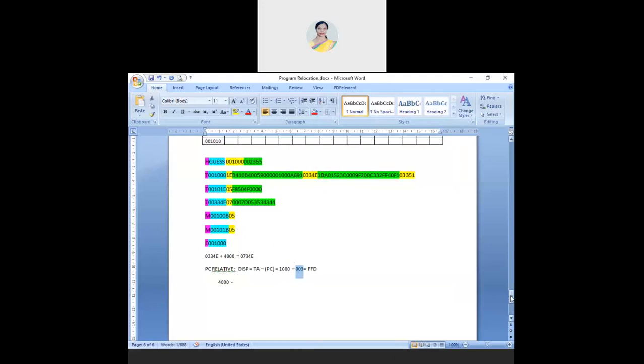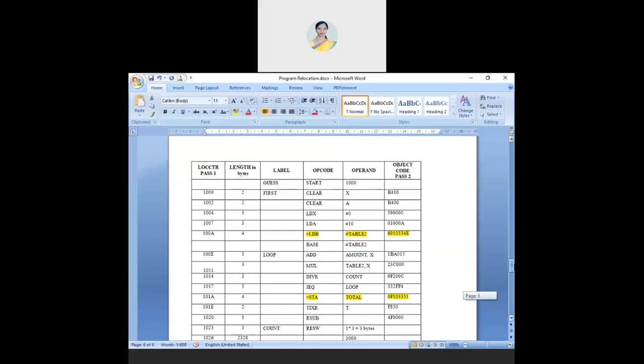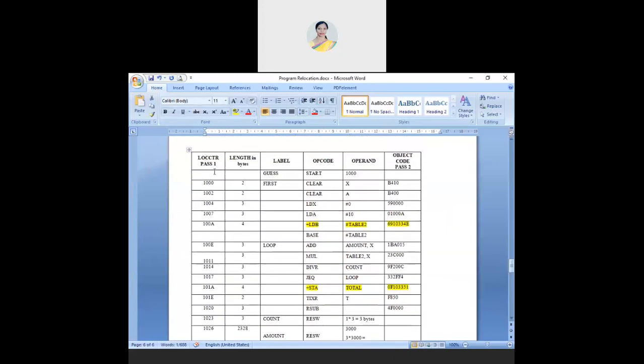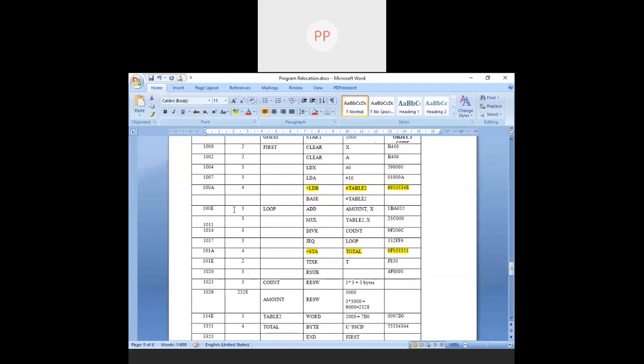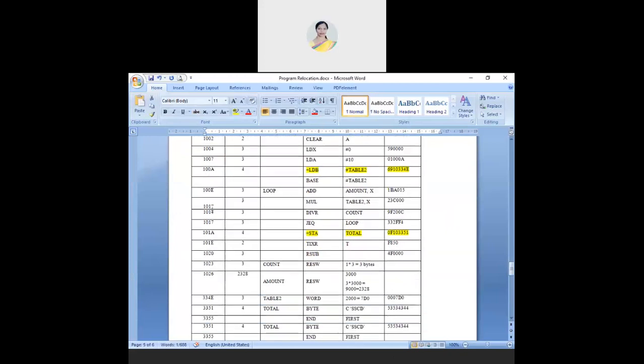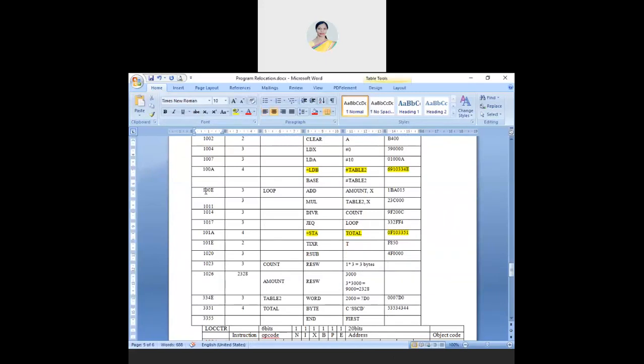Yes or no? See, I'll just show here. This is my PC relative. I'll change this to 4000, 400E, and directly this will be the added amount. Where is my amount? This will be 4026. So what will be this address? 400E minus 4026, I should get 015.